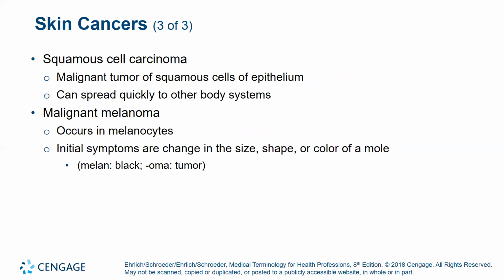So we have squamous cell carcinoma. This can quickly spread to other body systems. So it's a malignant tumor. We have malignant melanoma. This occurs in melanocytes. Melan is black, oma is tumor, so it's a black tumor.